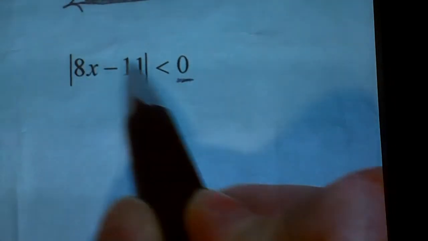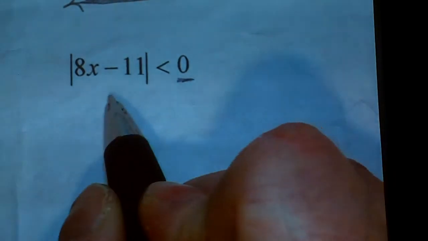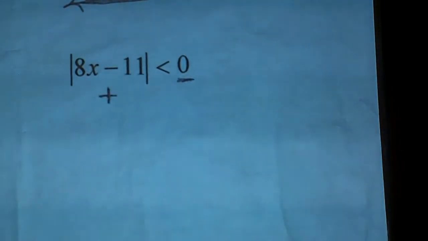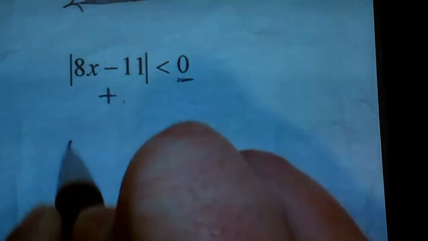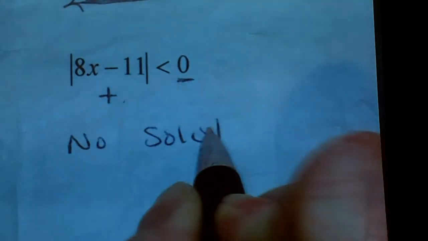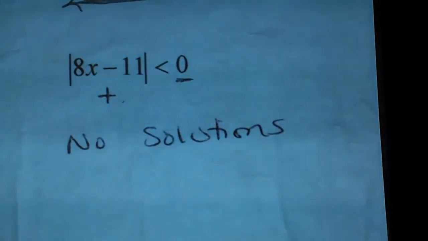Remember that whatever happens here, I'm going to get a positive amount, right? Will a positive number ever be less than 0? No, only negative digits are less than 0. So when you look at this one, you can say, okay, there are no solutions. It's that easy. All right, take a look at the last one.